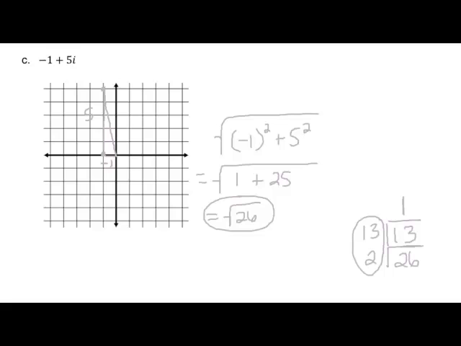So again, there are a lot of real-life applications for complex numbers when we look at the graphing aspect of it as far as fractals are concerned. And there are a lot of different careers that use fractals in complex numbers.